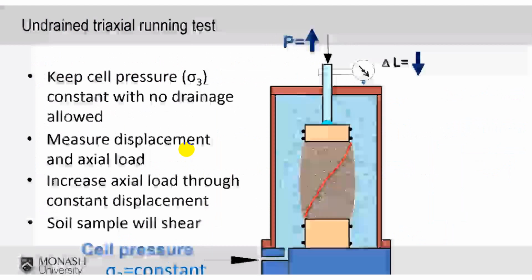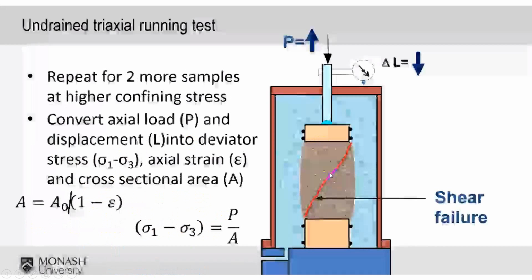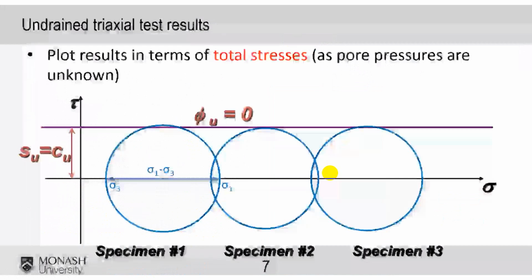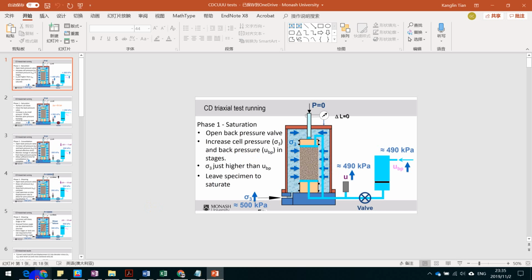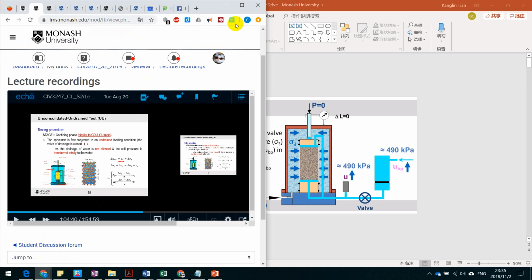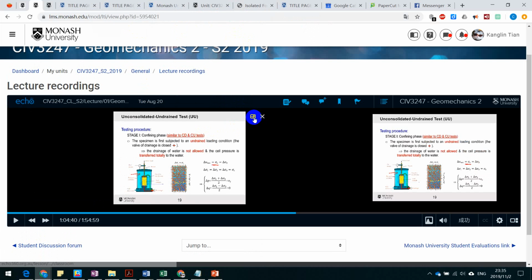And for the UU test, you still first saturate the soil and then keep the cell pressure constant with no drainage allowed. You will apply pressure, and then measure displacement and the actual load, increasing the load through constant displacement. The soil sample will shear. So generally in this case, you will have something like that. Yeah, let's just cancel each other.